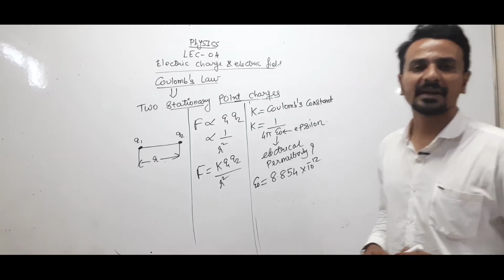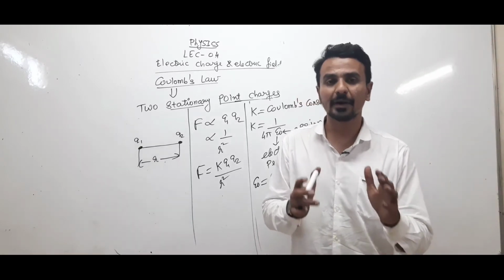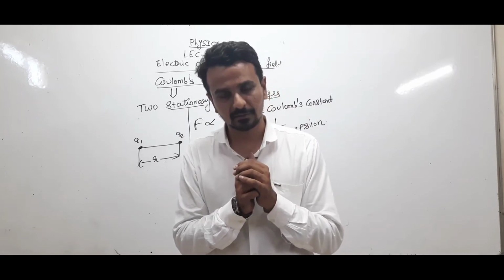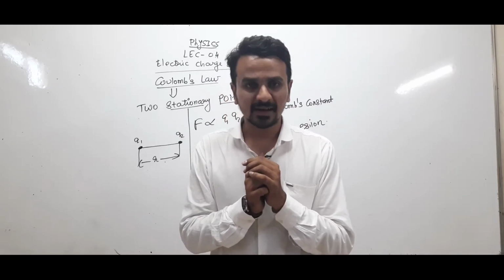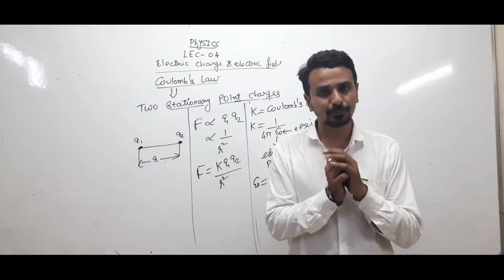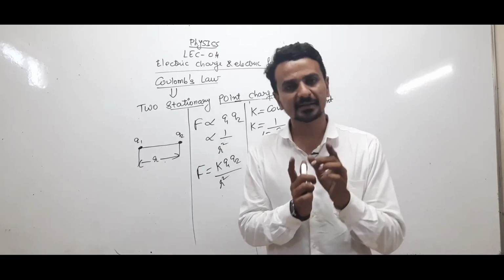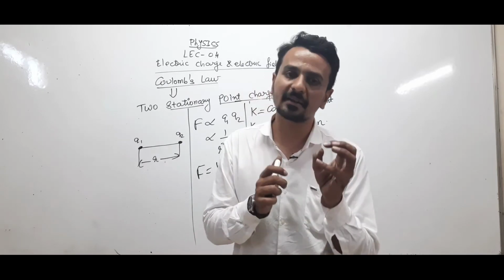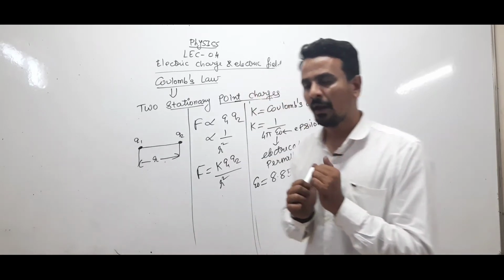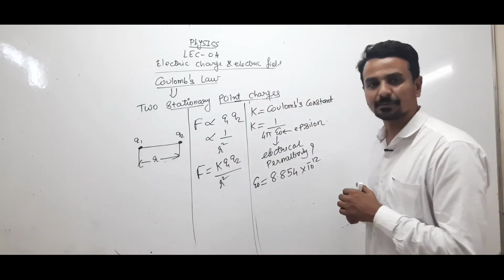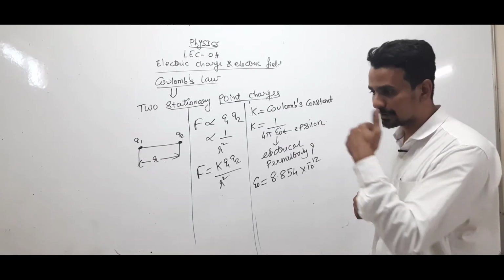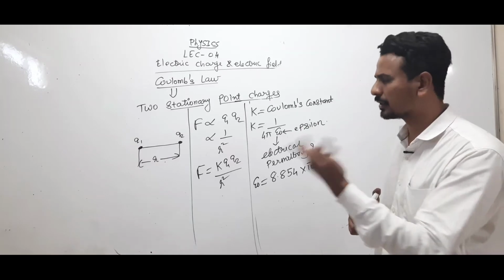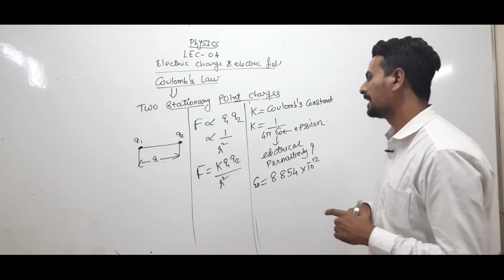Electrical permittivity means it is the property of the medium to absorb electric field lines. This should be clear, right? It is not the permission of field lines to pass through any medium, no. It is the characteristic or property of the medium to absorb the electric field lines. That means each and every charge will produce some electric field. We are going to discuss the whole topic of electric field in the next video.